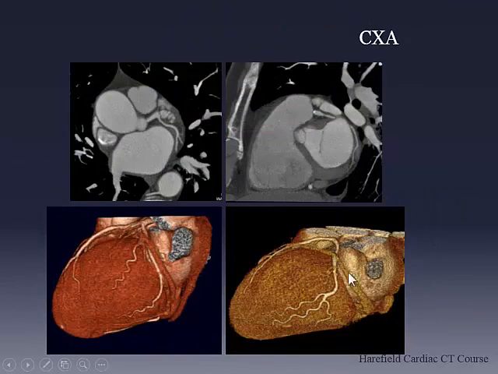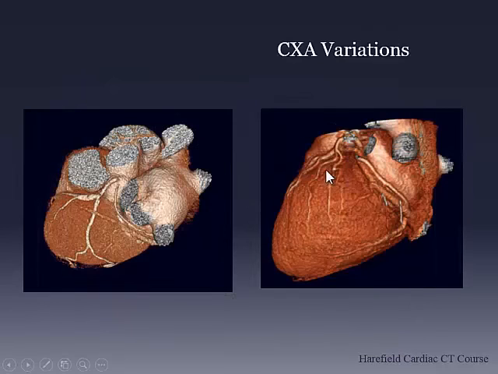should actually run in the AV groove, so looking at the volume rendered image here, you know automatically this cannot be the circumflex, okay? This is a branch of the circumflex, so this is an obtuse marginal, because the circumflex should be sitting plumb in the AV groove here. That's why it's a useful rule to remember. Okay, circumflex variations: obviously you can get big obtuse marginals, and the circumflex can often be quite weedy.